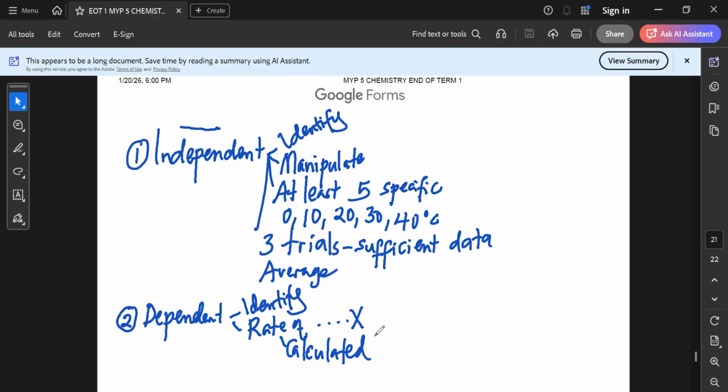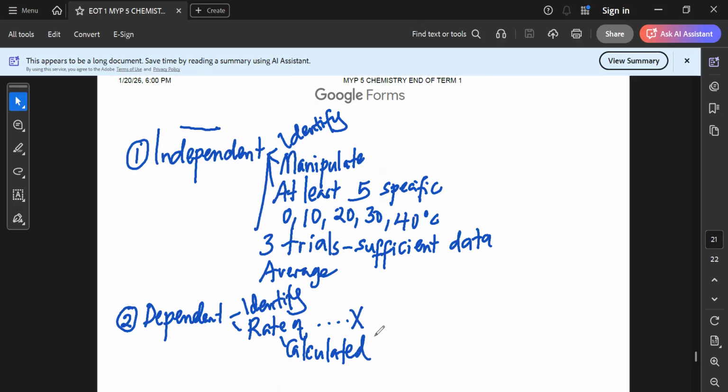Maybe it's time, anything. So that dependent variable must be what you can measure, not what you calculate, because rate is calculated. So identify it. Make sure when identifying it, it's something that you can measure. That's the most important thing. And that's all about that dependent variable. Okay, allow me to wrap off this.